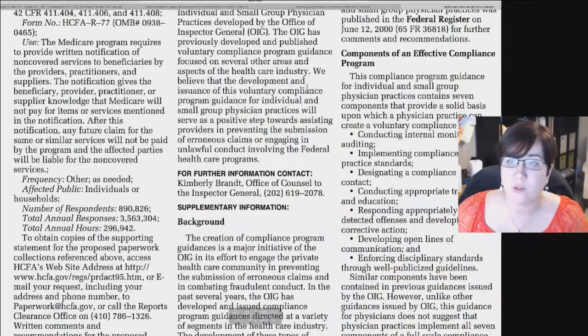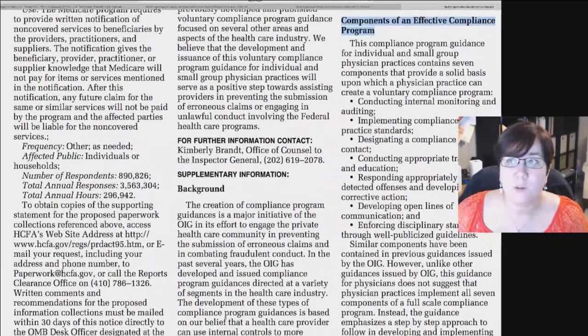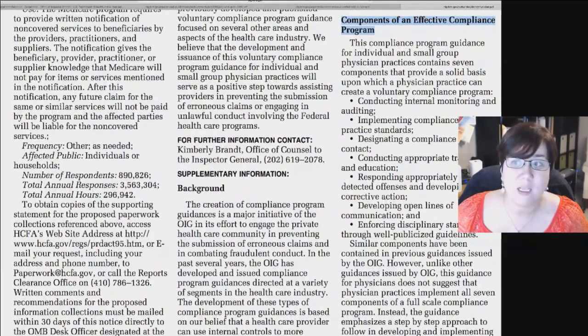If we look over here in the third column, components of an effective compliance program. If you're familiar with the compliance programs through the OIG, they typically say that there are 7 steps that you need to include to have an effective compliance program. And this is where it outlines those 7 steps. You need to conduct internal monitoring and auditing, implement compliance and practice standards, designate a compliance officer or contact, conduct appropriate training and education, respond appropriately to detected offenses and develop a corrective action plan, develop open lines of communication, and enforce disciplinary standards through well-publicized guidelines.